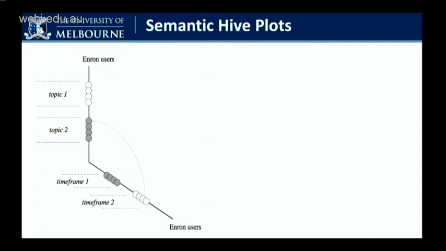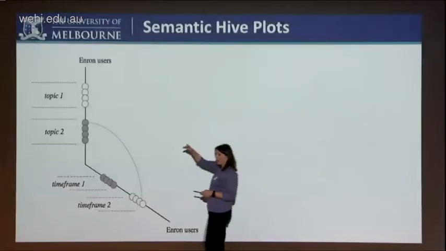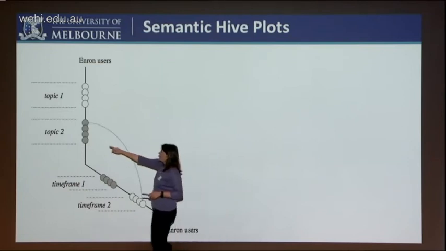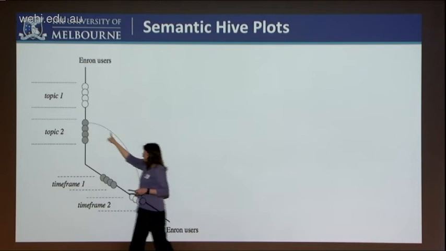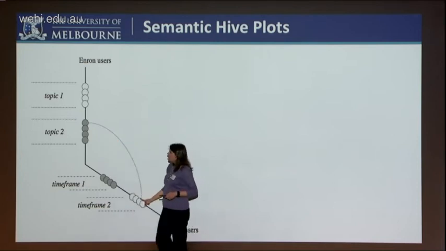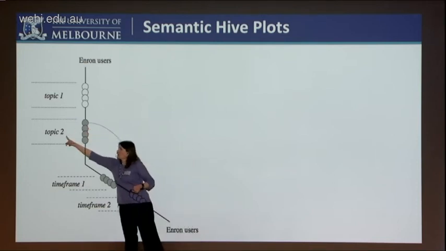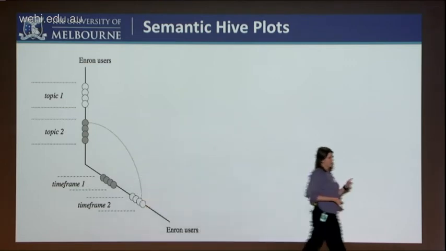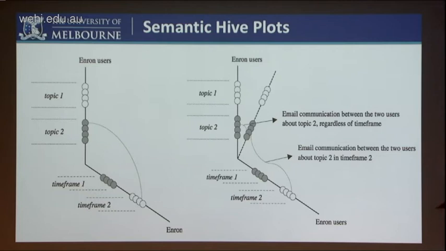And so one link in this representation actually captures immediately all four dimensions that we're interested in. So we have a sender sending a message to a recipient on a particular topic at a particular time. So one link representing four dimensions all at once.